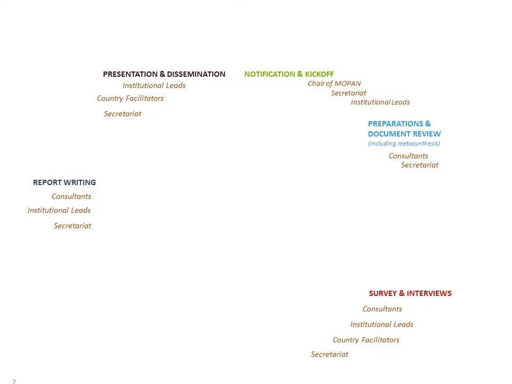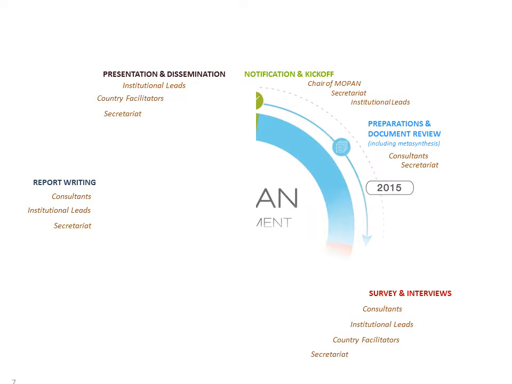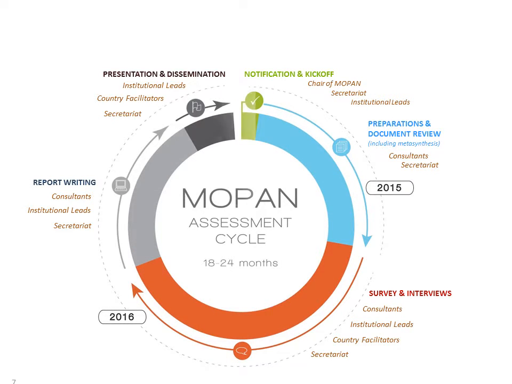Our assessments are independent. They are conducted by an external service provider who is selected through a competitive bidding process. Our assessments use a rigorous methodology. They combine evidence from 3 sources: a document review, a survey conducted in 16 countries, and interviews of the organization's staff. The assessment is finalized in a written report, which MOPAN then presents to the organizations and makes available on its website.